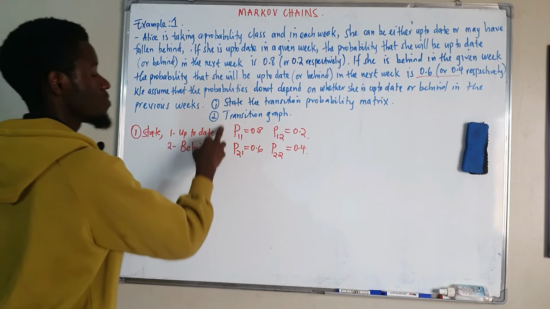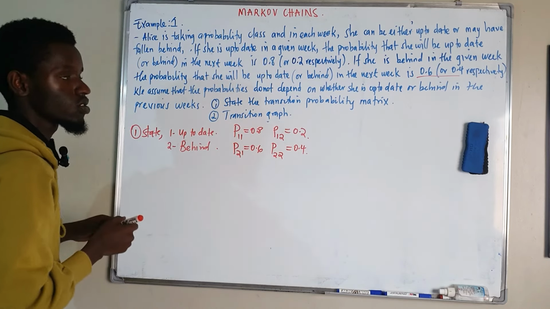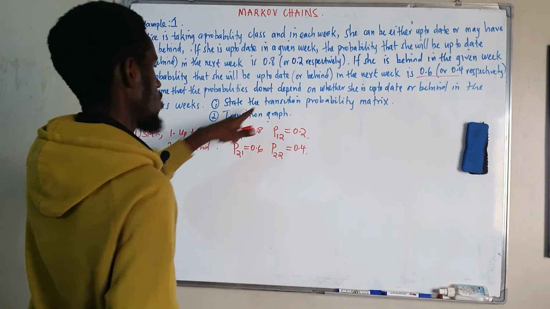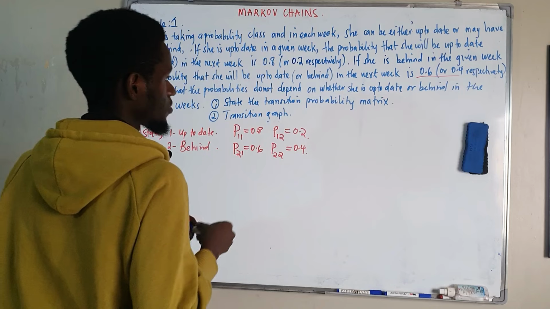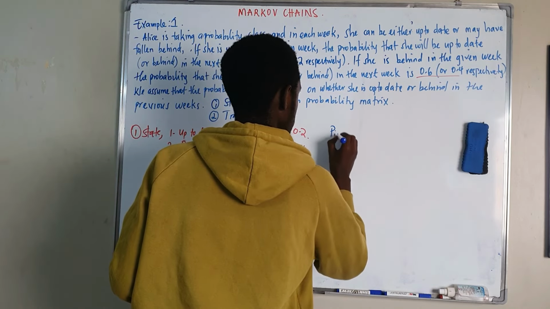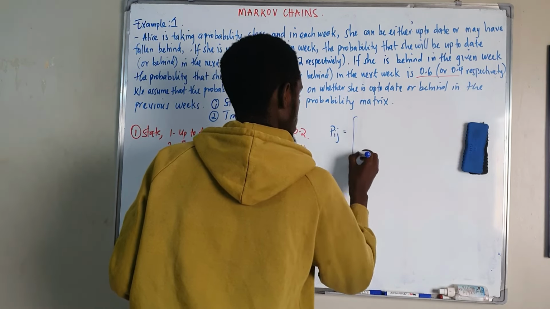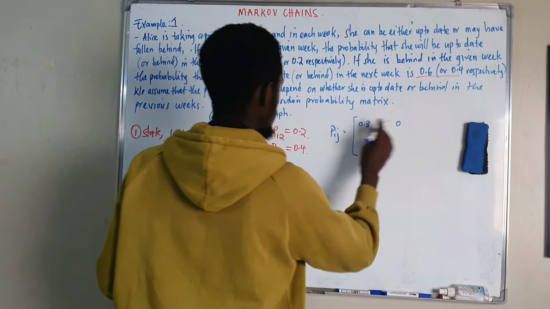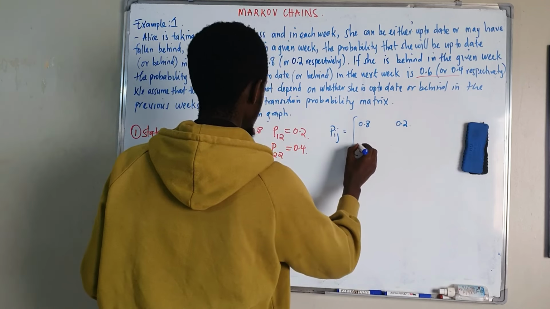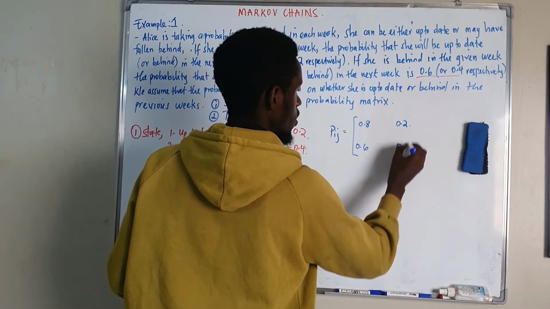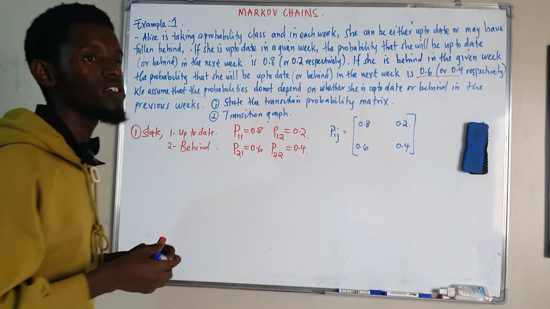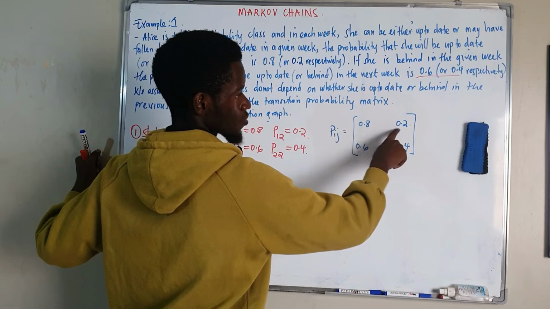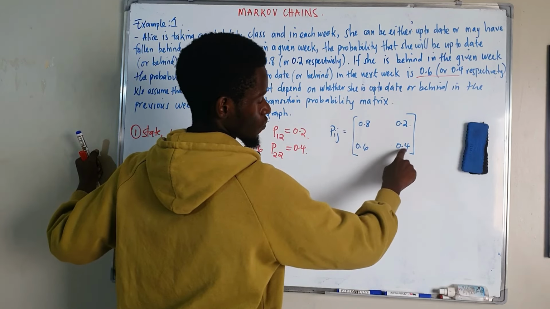Now, if we have these transition probabilities, we can easily formulate our transition graph, and in the same way we can get our transition probability matrix, Pij. P11 is going to be 0.8, P12 is going to be 0.2, and then 0.6, then 0.4. From here, we see that our probabilities Pij are all positive, and the sum of each row gives you 1. 0.8 plus 0.2 is 1, and 0.6 plus 0.4 is 1.